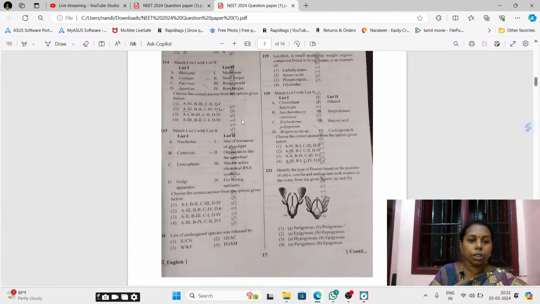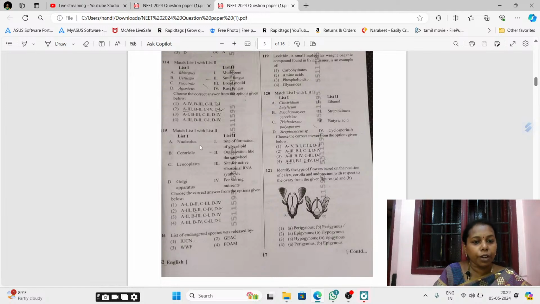Now, a match type of question has come. Rhizopus is a bread mold, so 3. Ustilago causes smut, 2. So 3 and 2, both in option 2 and 4. Puccinia causes rust, so 4, which is coming only in the second option. 114, the answer is 2.